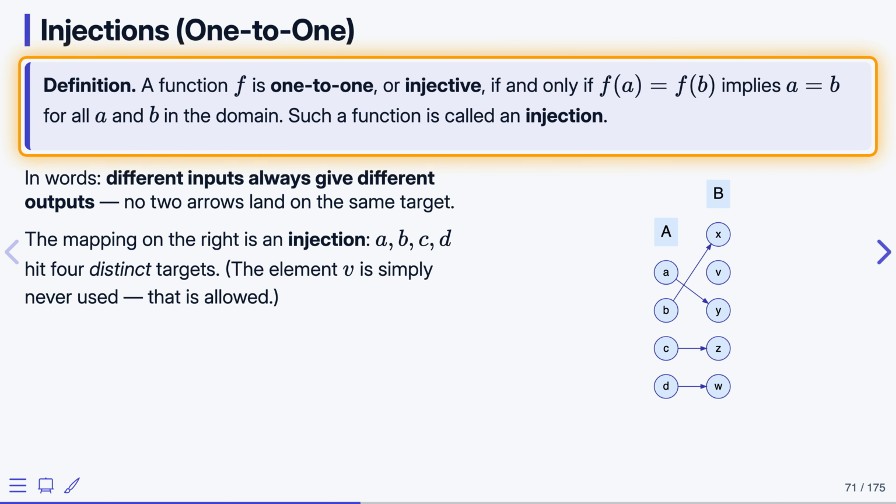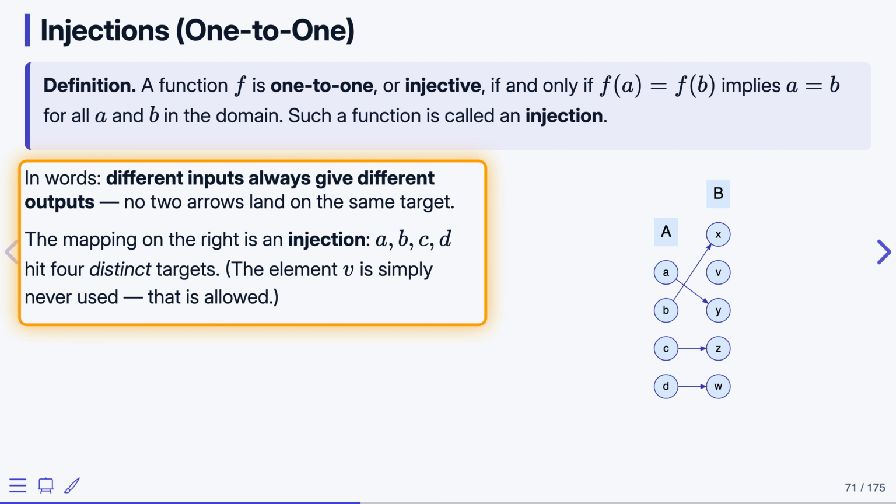Now we meet the first special kind of function, the injection, also called one-to-one. A function f is one-to-one if, whenever f of a equals f of b, it must follow that a equals b. A function with this property is called an injection. Let us say it in plain words. One-to-one means different inputs always give different outputs. No two arrows are allowed to land on the same target.